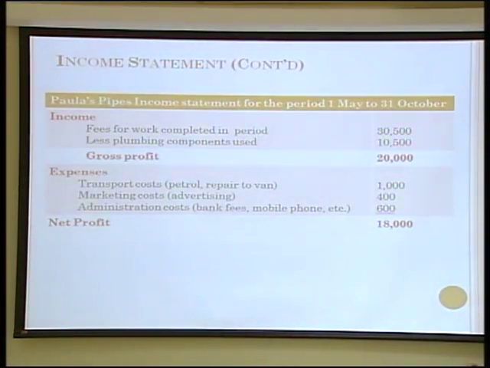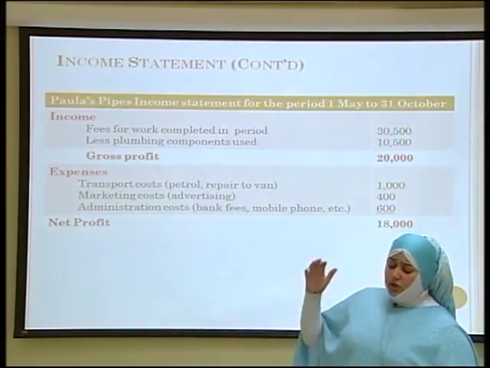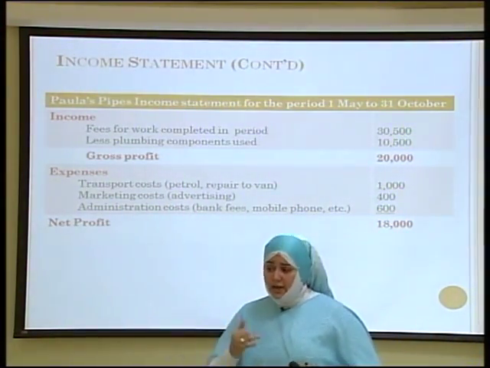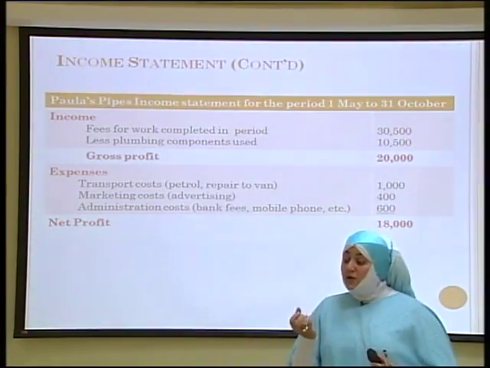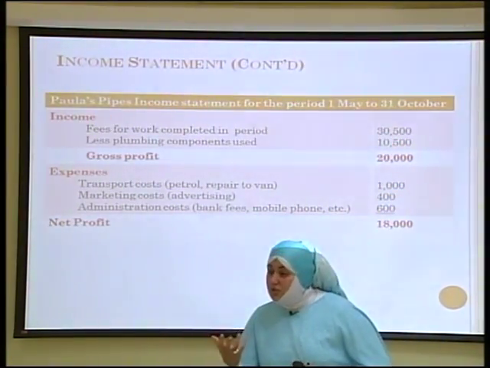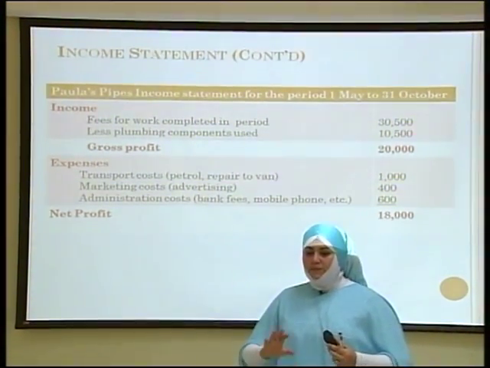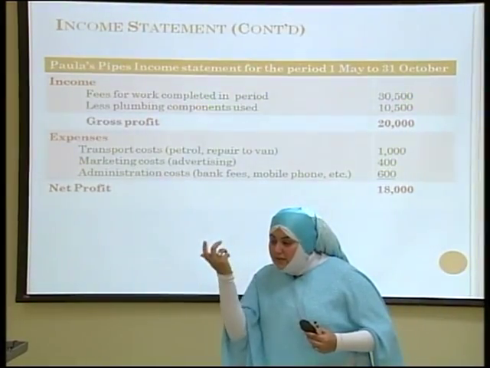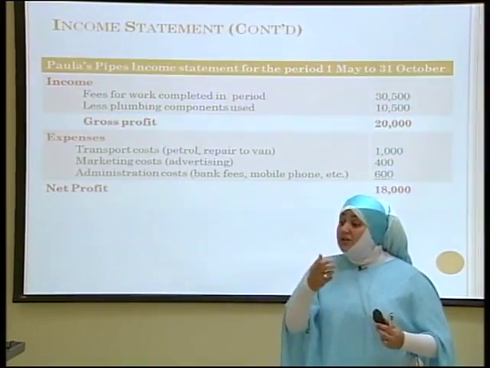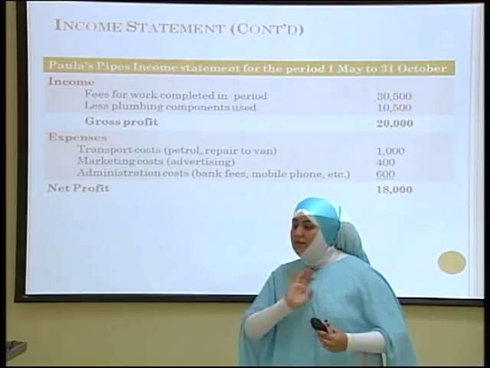$30,500. Okay. Then less plumbing components used, which is like the cost of goods sold or the cost of sales, right? Because when we talk about services, if you remember, when we differentiate between service and physical products, we said that services have what we call physical evidence. Usually, in doing any service, you have some physical evidence, like raw material, some material that you use in providing the service.